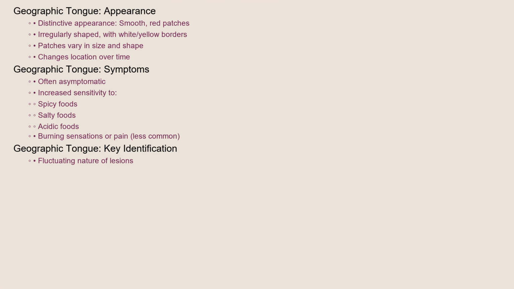The hallmark of geographic tongue is its distinctive appearance. You'll notice smooth red, irregularly shaped patches on your tongue, often surrounded by slightly raised, white or yellowish borders. These patches can vary in size and shape and will change location over time. While often asymptomatic, some individuals may experience increased sensitivity to certain substances like spicy, salty, or acidic foods. Burning sensations or pain are also possible, though less common. The fluctuating nature of the lesions is a key identifying factor.